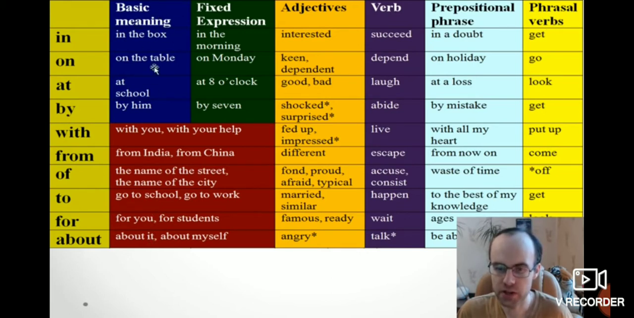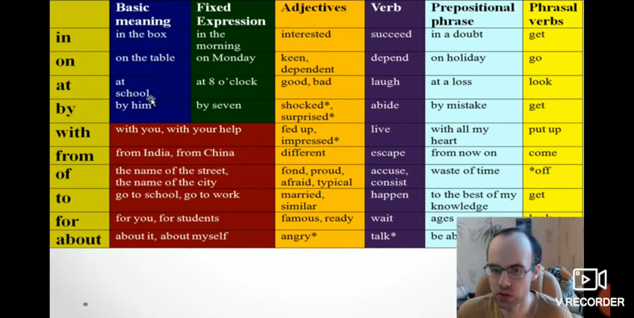First of all, my friend, you need to know the basic meaning. The basic meaning of each preposition is the first step, the most important thing. Remember the basic meaning. For example, in means inside. In the box means inside the box. On, like on the table. My mobile phone was on the table.